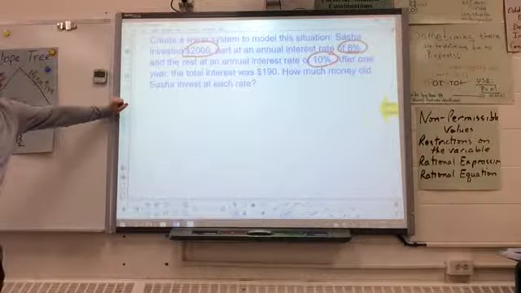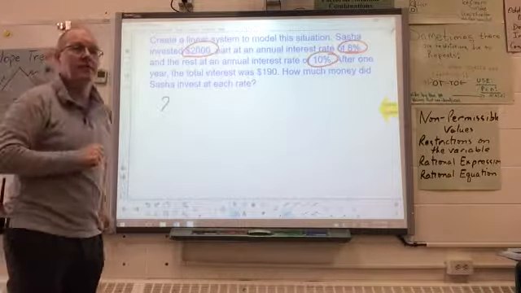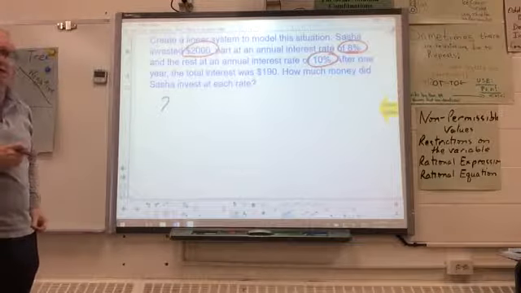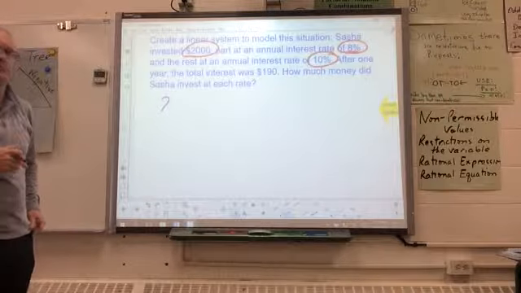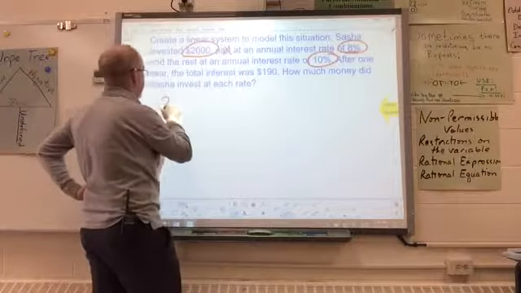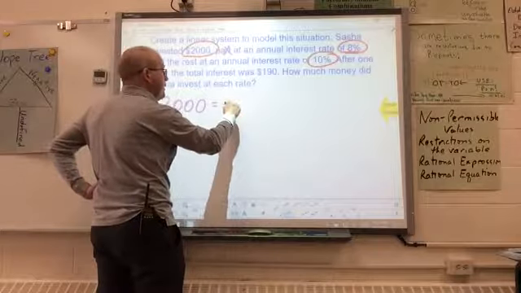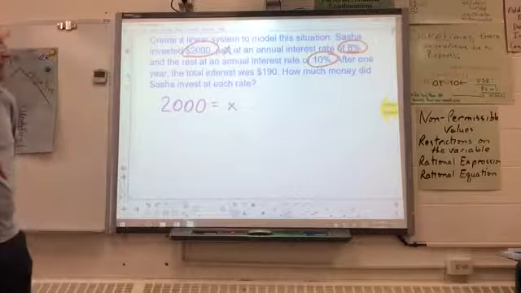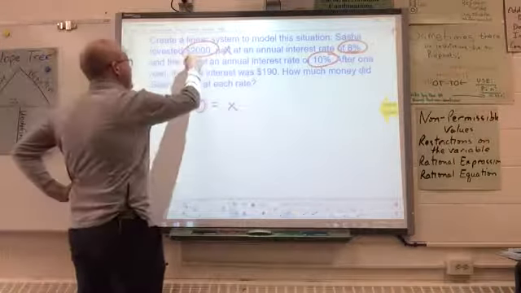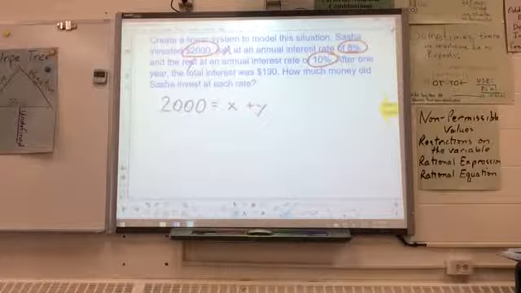And then part. Part. Part. How much is that part? Do we know? 8%. Oh, no, it's x. So 2,000 equals x plus y. Part of it is x, and part of it, the rest, is y.